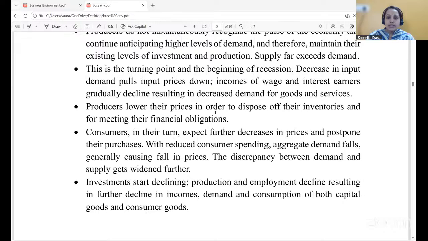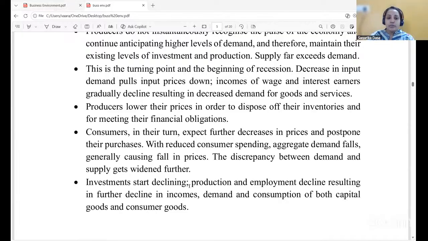Producers lower their prices in order to dispose of their inventories and for meeting their financial obligations. Producers don't go with new production, but what they feel is at this particular stage they want their entire stock to be sold out so that their financial obligations will be satisfied. Consumers in turn expect further decrease in the prices because in contraction the prices will get decreased. Consumers expect much more decrease in the price, so they keep on postponing the purchases of whatever the requirement.